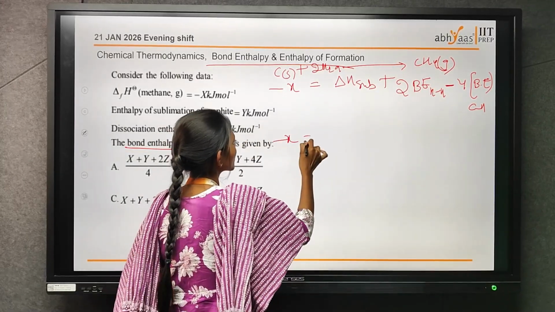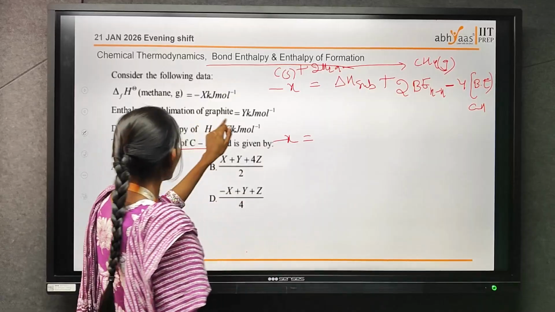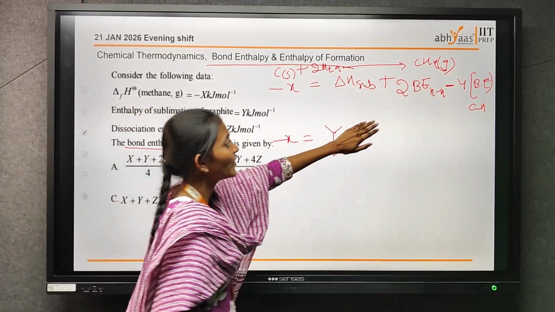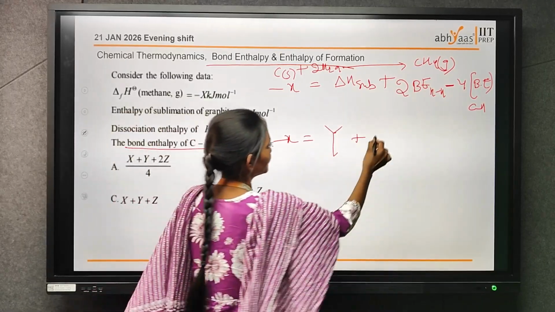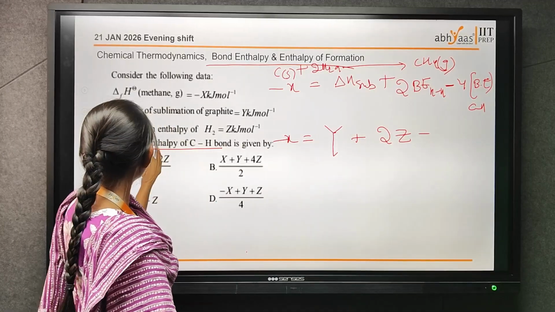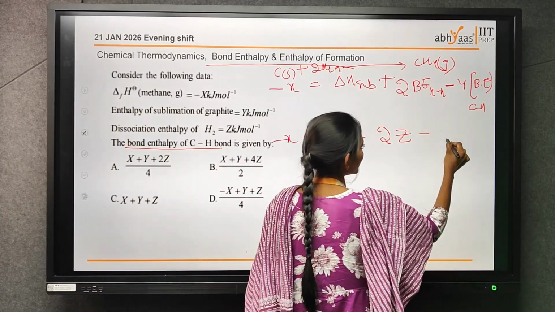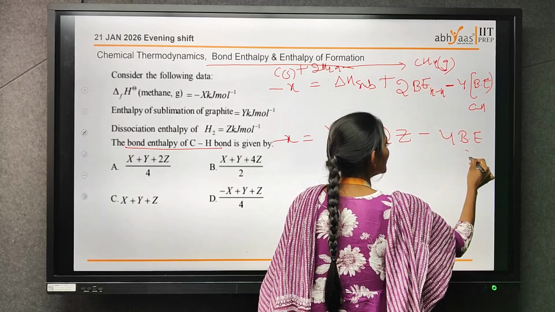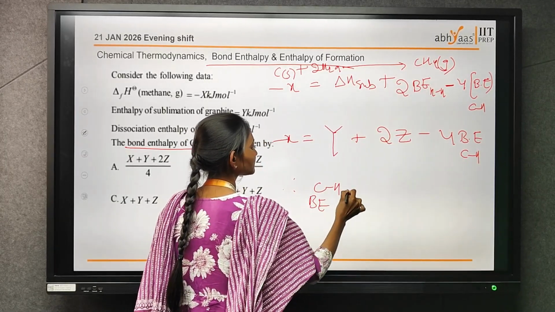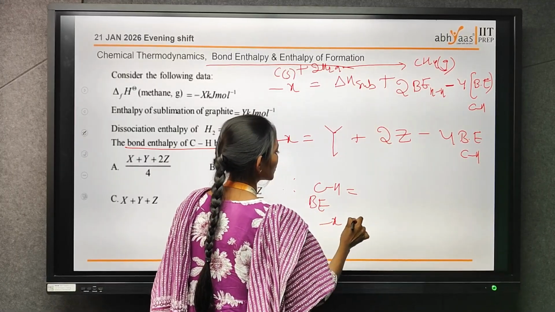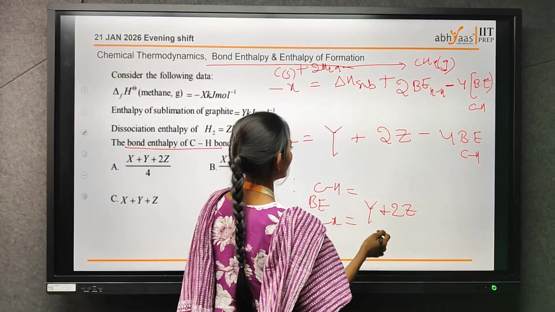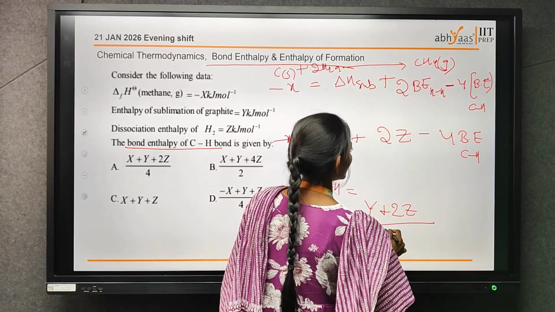Therefore, minus X is equal to the sublimation enthalpy, they have given that here as Y, plus the bond dissociation energy of hydrogen atoms, they have given that as Z. So 2Z minus 4 times the bond enthalpy of the C-H bond. Therefore, the bond enthalpy of C-H, you know that, therefore minus X is equal to Y plus 2Z by 4 we are getting.